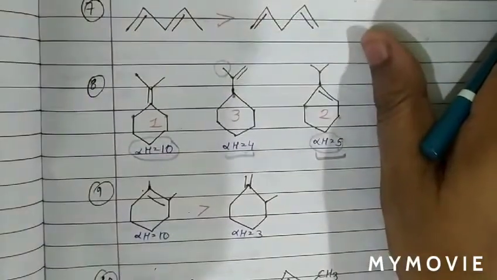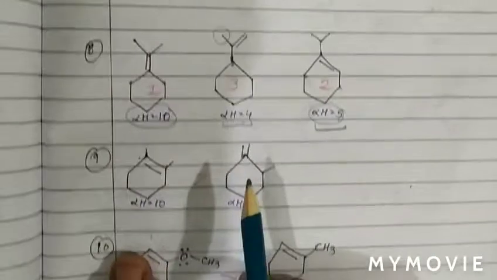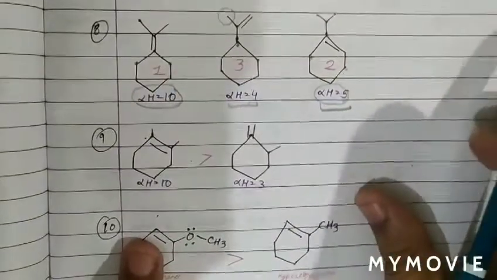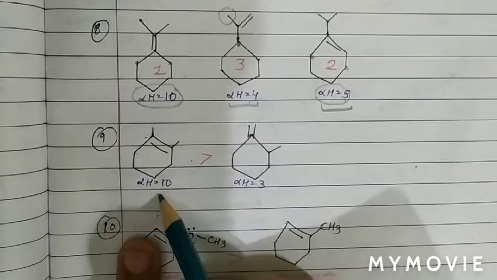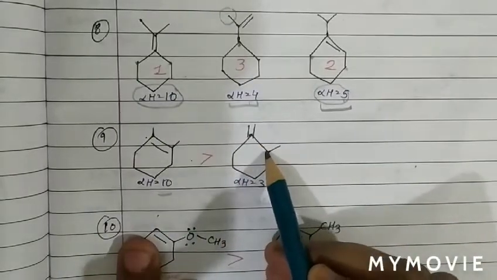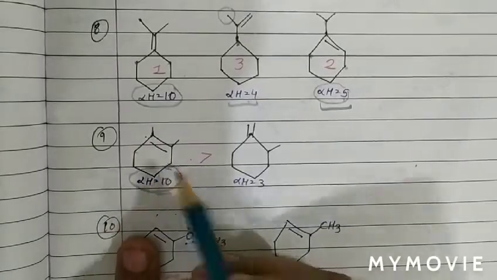Now see the next case. In this case we can see sp2 carbon, sp2 carbon. The number of alpha hydrogens are 3, 3, 6 and 2, 8 and 2, 10. While in this case we can see 1 and 2, 3. So more alpha H means more stability of the alkene.